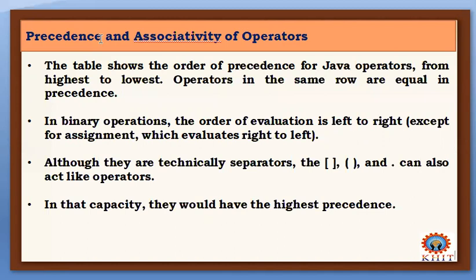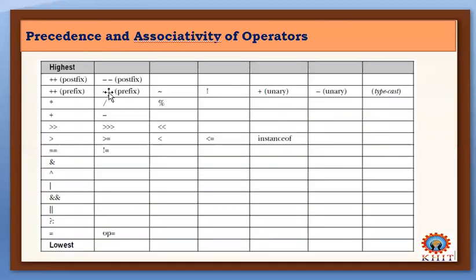Suppose an expression contains more than one operator, then which operator has to be executed first? That is our question. At that time, we may get confused or the compiler may get confused. So to avoid this confusion, every programming language already has a precedence for evaluating the operators, in which order they need to be evaluated. We have a table here. So you can observe the table.